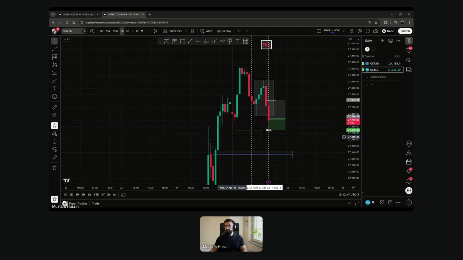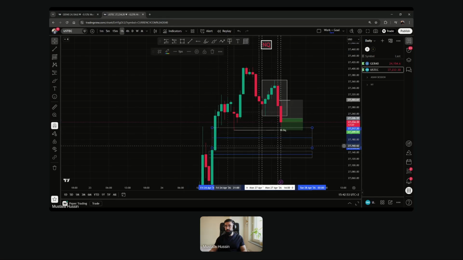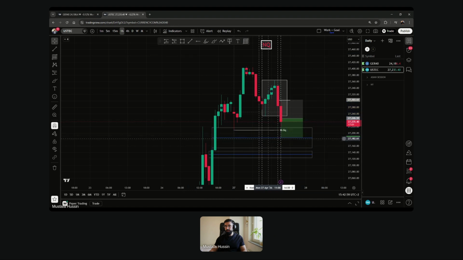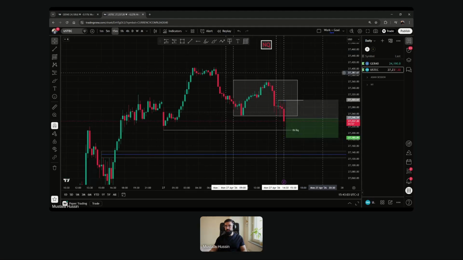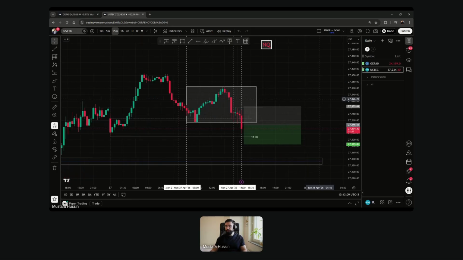I don't really like this trade, to be honest. Why? Because the risk reward is less. The reward is less than the risk. So we'll see. No worries.